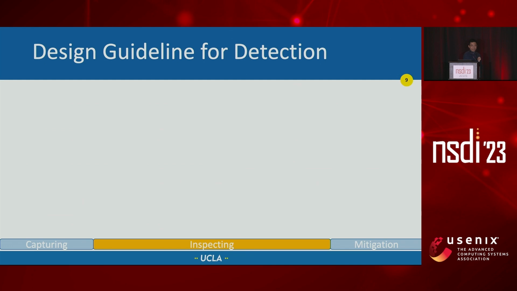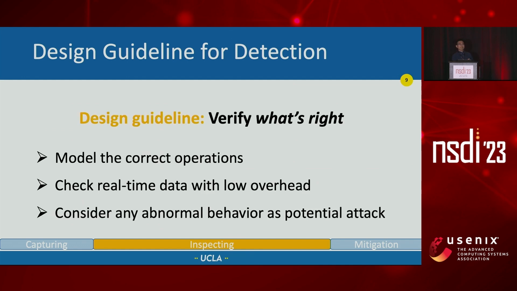So we talk about inspecting first. Let's assume that we have all the data ready, and how can we use this data to find out whether there's any ongoing attack? Our design takes a very clear guideline, that is, we try to verify what's correct. So we are not targeting a specific threat model. We just say, hey, these are the correct operations. We model it, and then we verify whether the current operation at runtime follows this operation as we expected. And if it does not, we say there can be potential issues, potential attacks.